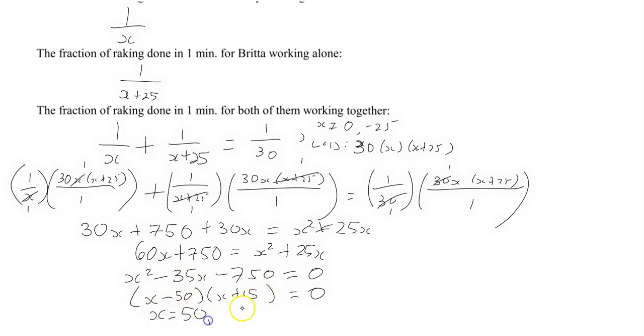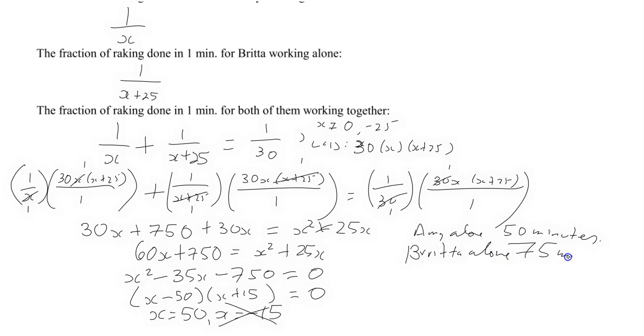So x is equal to 50. x is equal to negative 15. You can't rake in negative 15 minutes. So if Amy were working alone, 50 minutes. Britta alone, 75 minutes, right? So together, 30.